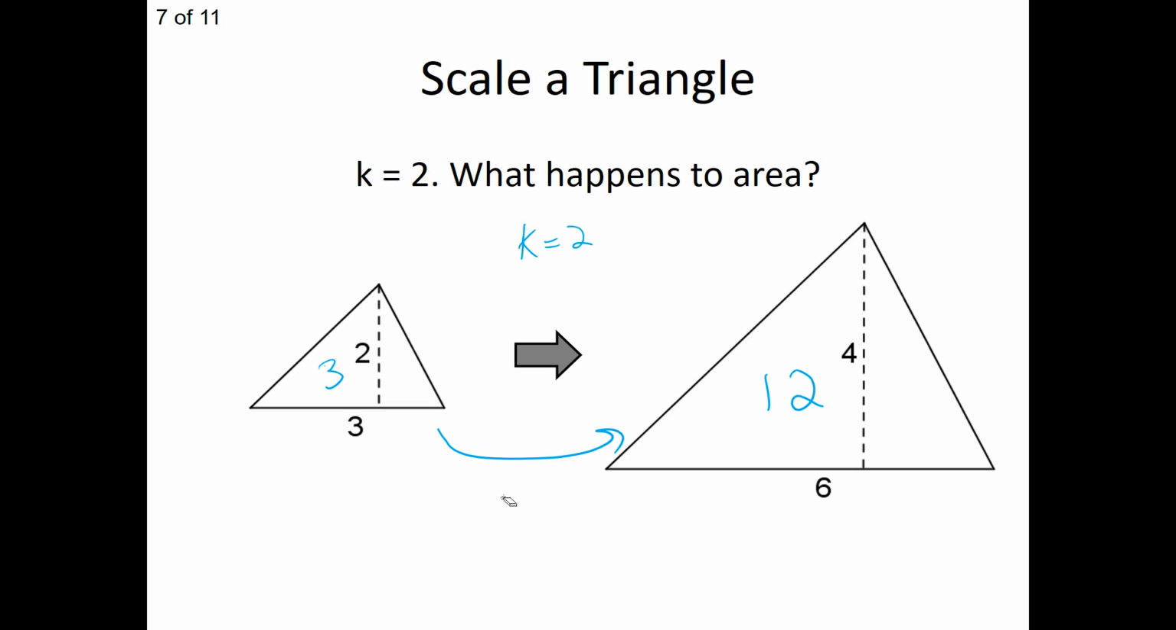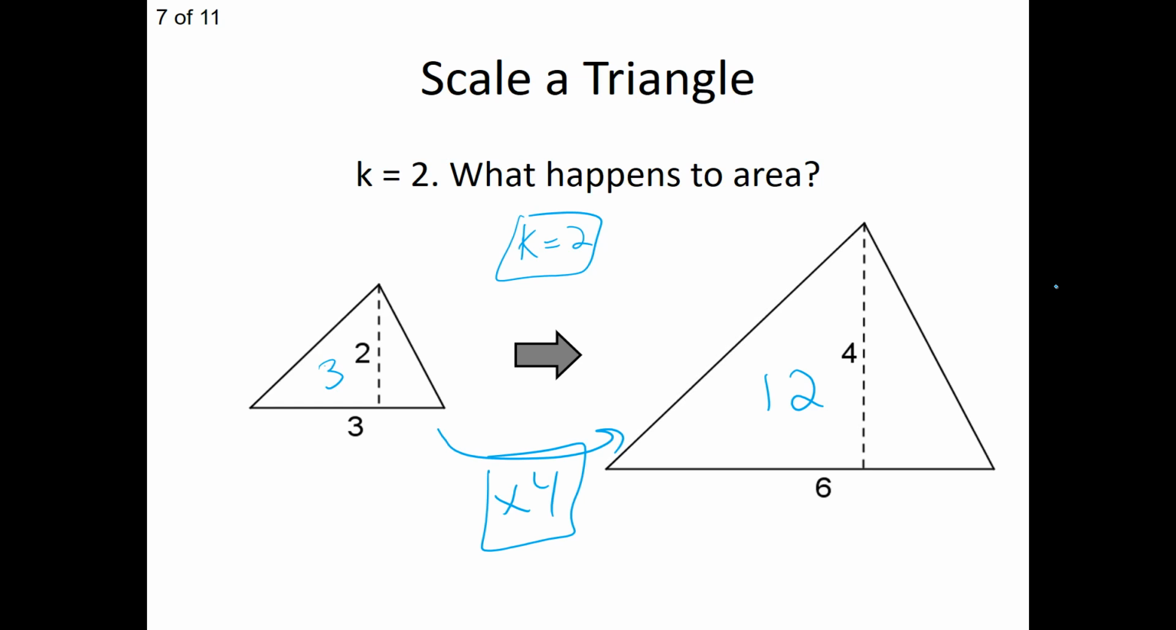We multiplied by 4. Hopefully you've now been seeing the pattern here: when we scale a figure, the area gets scaled not by K, but by K squared. Think about that. In every single one of our examples, simply squaring the given K resulted in the value by which we multiplied from the first area to get to the second.